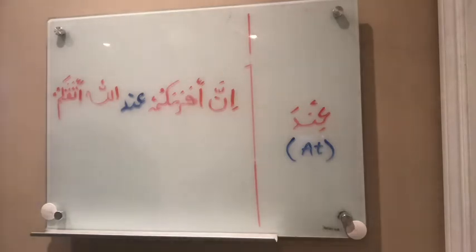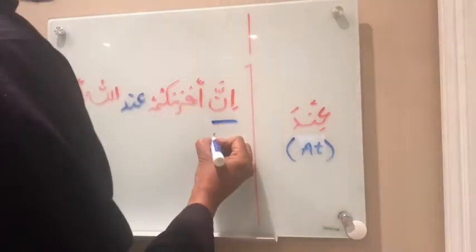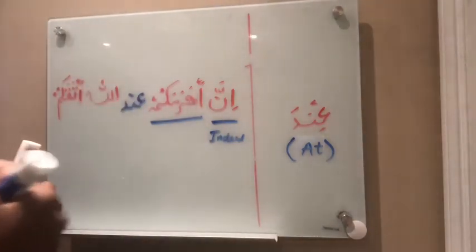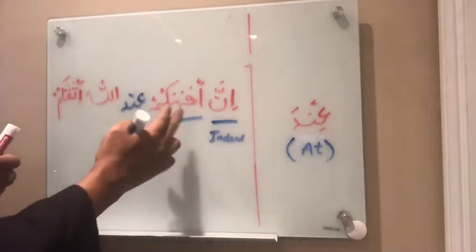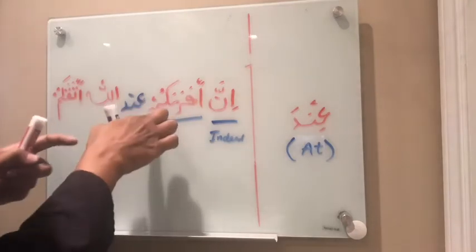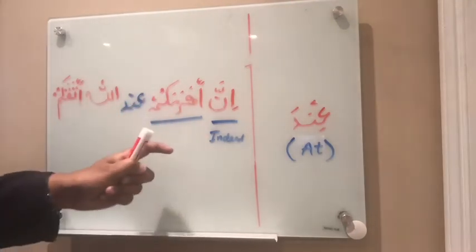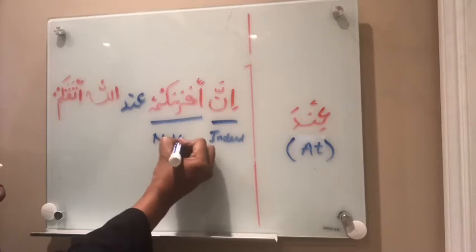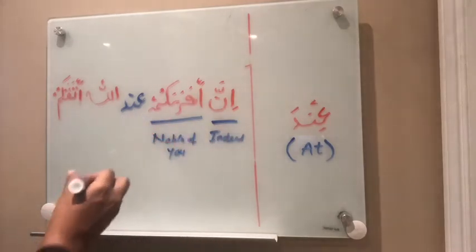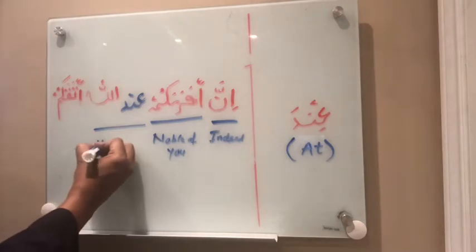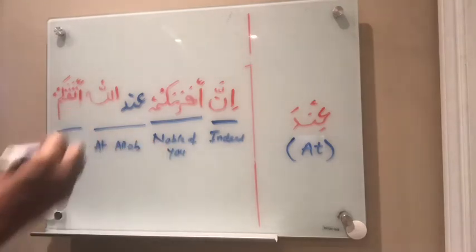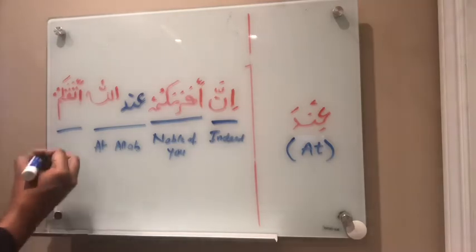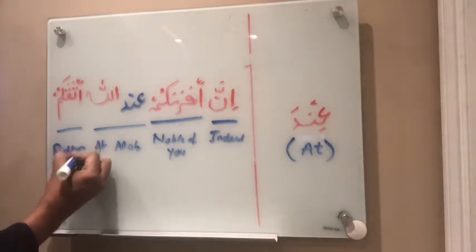So, let's quickly analyze the meaning here. Inna means indeed. Akram is, should I say, noble. Inna akramakum, among you. Kum is again a connected pronoun. Indeed, noble of you. Indeed, the nobles of you at Allah are those who have taqwa, who are the righteous people among you.